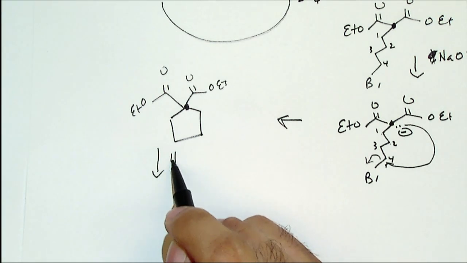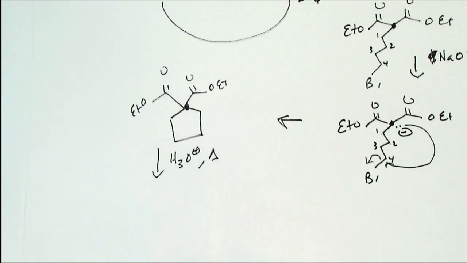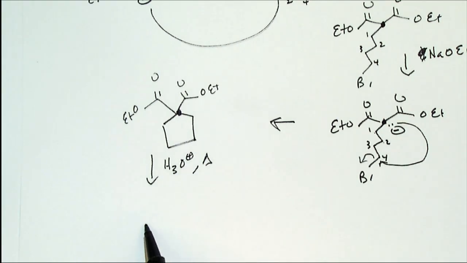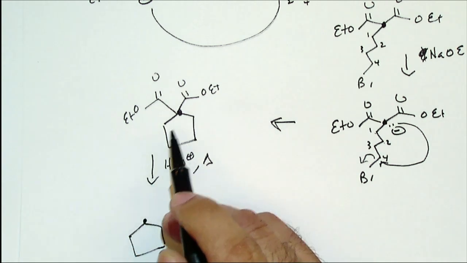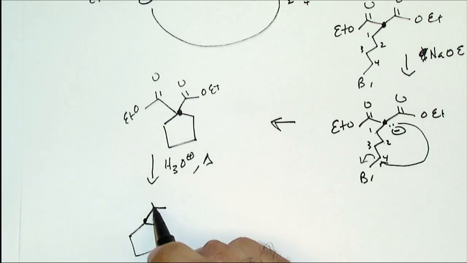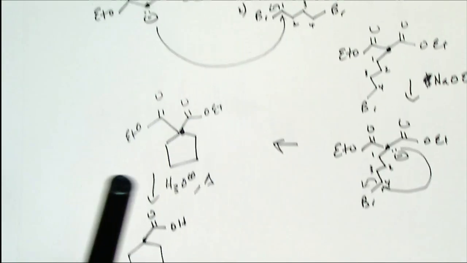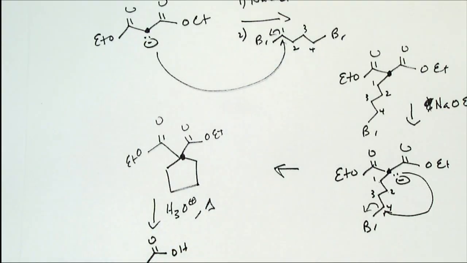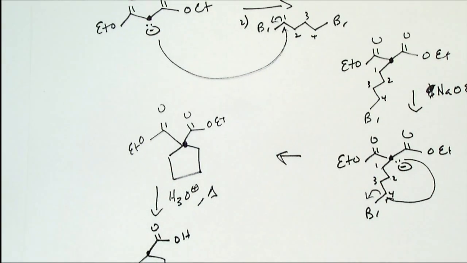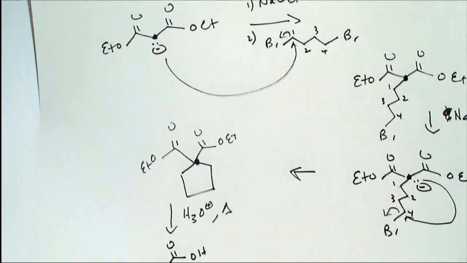But if I were to do my acid hydrolysis and warm, I'm going to do decarboxylation. So that means that one of the esters goes away and is replaced by a hydrogen, and the other one becomes an acid. So that is how we can make cyclopentane carboxylic acid. If I had wanted to make the ring 6 carbons, instead of using a 4-carbon dihalo at the beginning, I would use a 5-carbon dihalo. And if I wanted to make a 7-membered ring at the end, I would use 6 carbons in the dihalide. So that's malonic ester synthesis.